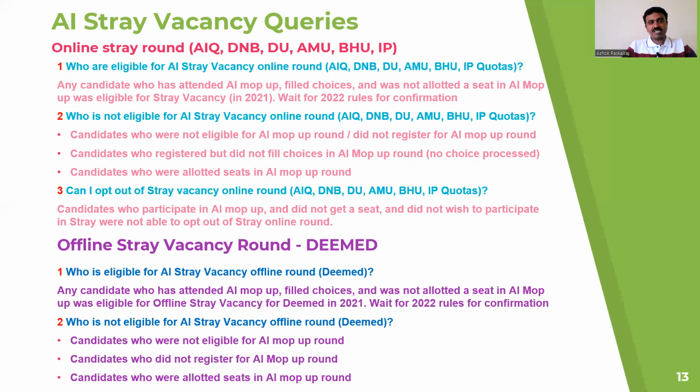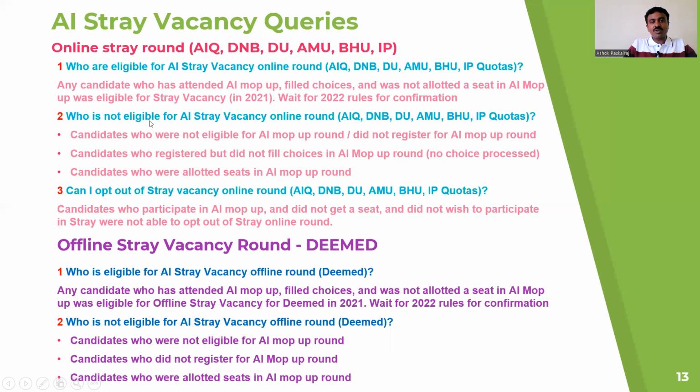Unless you fill choices, your choices will not be processed in stray. The stray choice list is the all India mop-up choice list. There is no fresh choice filling in stray. Your choices of all India mop-up will be directly used for stray allotment processing. So you will have to fill in choices in all India mop-up to be eligible for stray.